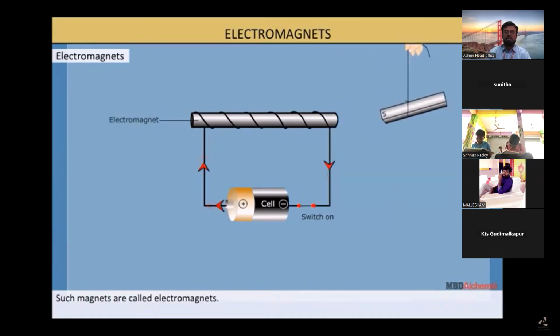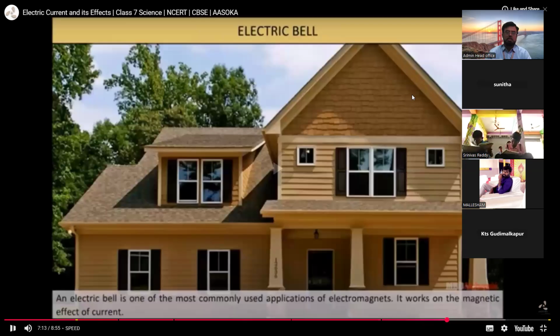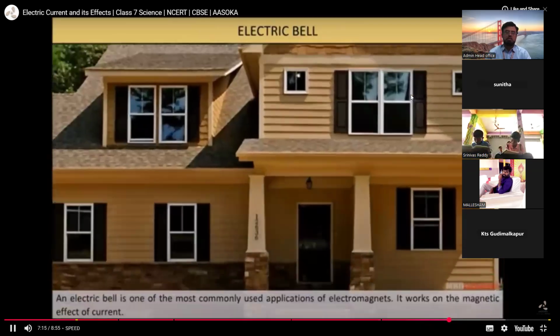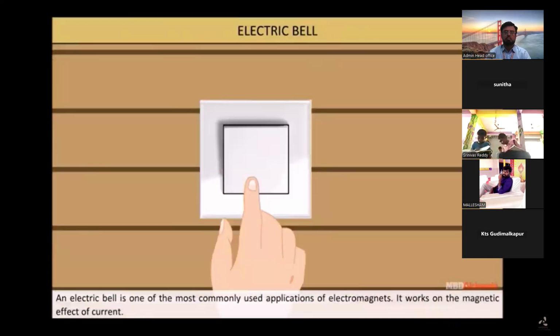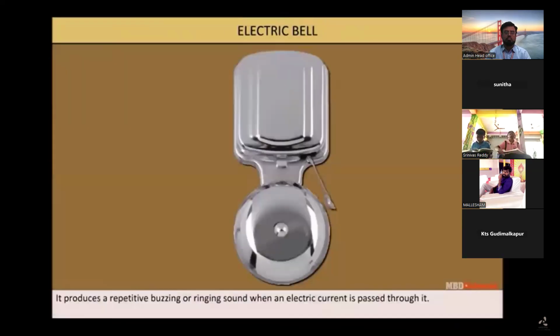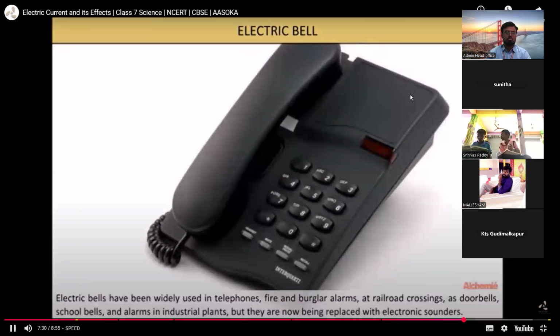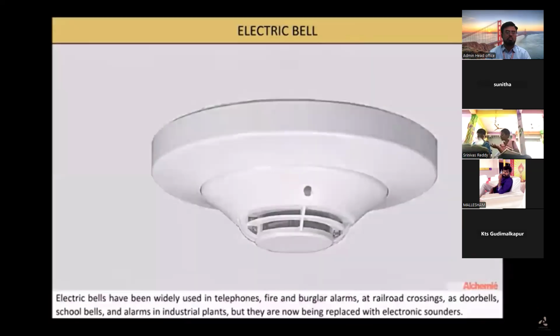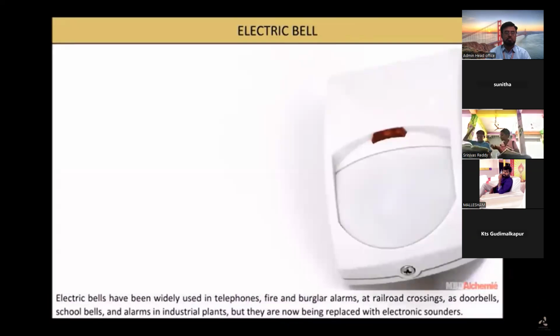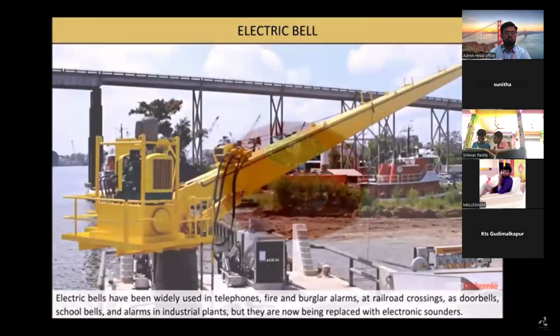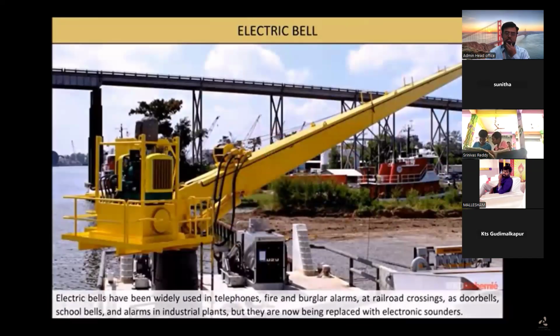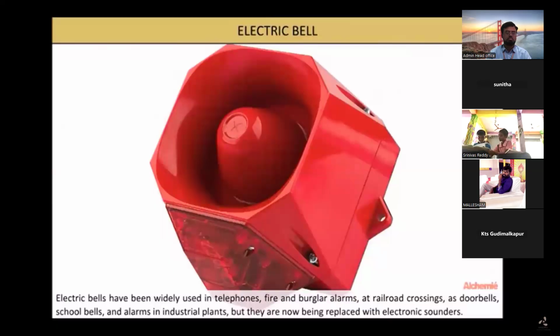Electric bell. You can see how a bell will work. An electric bell is one of the most commonly used applications of electromagnets. It works on the magnetic effect of current. It produces a repetitive buzzing or ringing sound when an electric current is passed through it. Electric bells have been widely used in telephones, fire and burglar alarms, at railroad crossings, as doorbells, school bells, and alarms in industrial plants, but they are now being replaced with electronic sounders.